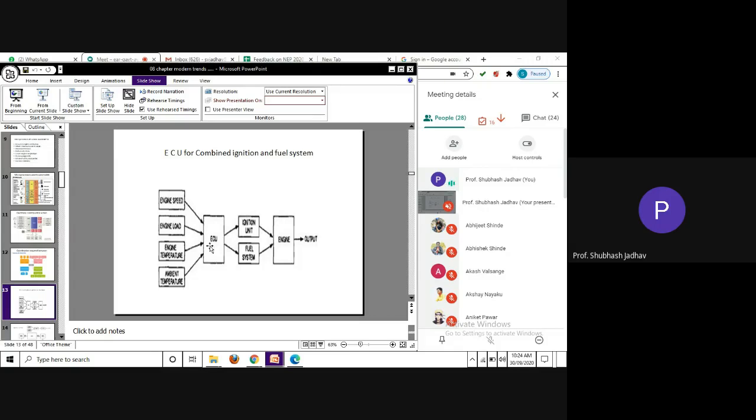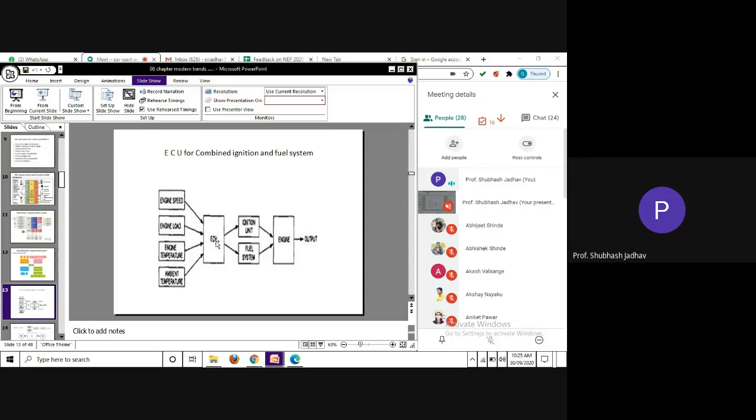That means this many signals are going to the ECU, and these 4 signals become a part of 2 control units. One is related to ignition control, where we want to advance or retard the ignition. The other is the fuel system, where we want to decide when we are going to spray the fuel, at what quantity, at what time, and for what duration. Both these things are related to the engine, and then correspondingly we get the output. So this is how the ECU is going to work.